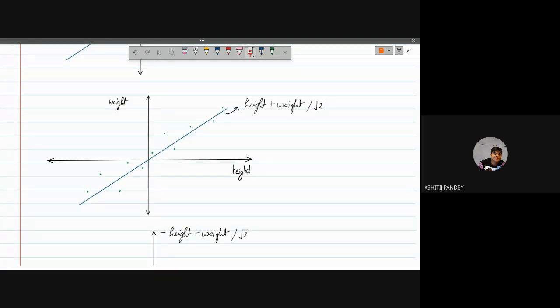These are the data points. This is the best fit line. And let's say this is the equation of the line. So the line is this: height plus weight divided by √2.